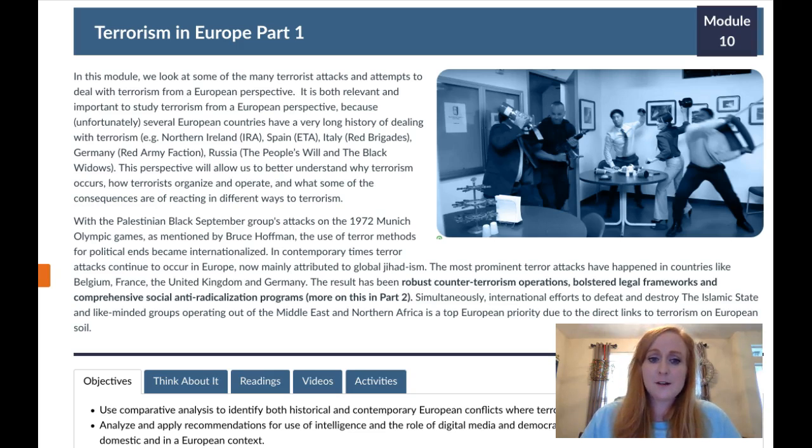So in contemporary times, these terror attacks continue to occur in Europe, and we'll study some of the more recent ones. And these are now mainly attributed to global jihadism. The most prominent terror attacks have happened in countries like Belgium, France, the United Kingdom, and Germany, so mostly Western Europe. The result has been robust counterterrorism operations, bolstered legal frameworks, which you will do a great deal of reading about in this module, and comprehensive social anti-radicalization programs, and we're going to talk more about that in Part 2. Simultaneously, international efforts to defeat and destroy the Islamic State or ISIS and like-minded groups operating outside of the Middle East and Northern Africa is a top European priority due to the direct links to terrorism on European soil and some of the cells that are operating in these countries.